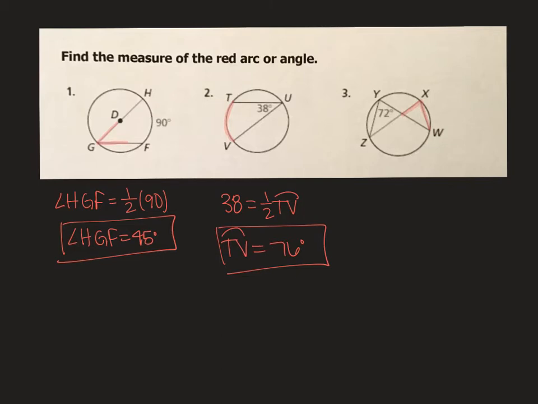And then in number 3, we know that angle Y is 72 degrees. So this arc ZW is 2 times that, which would be 144. Angle X intercepts that same arc. So angle ZXW is also going to be half of 144, which will equal 72 degrees.